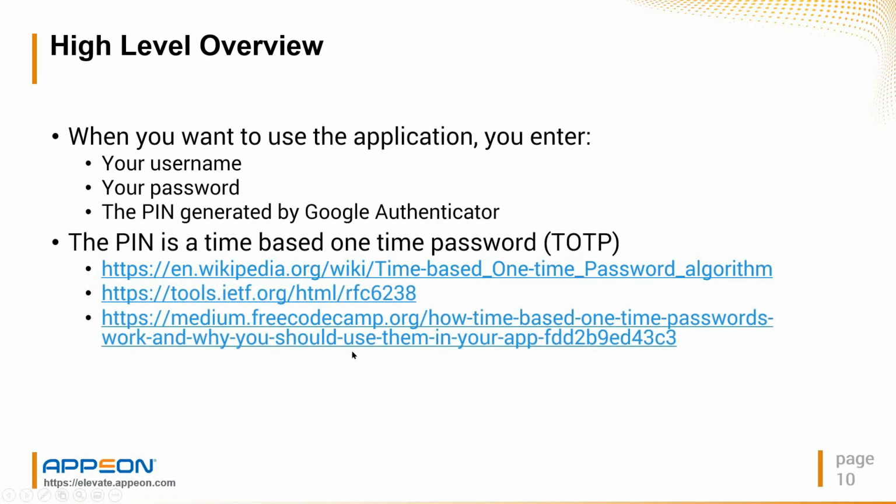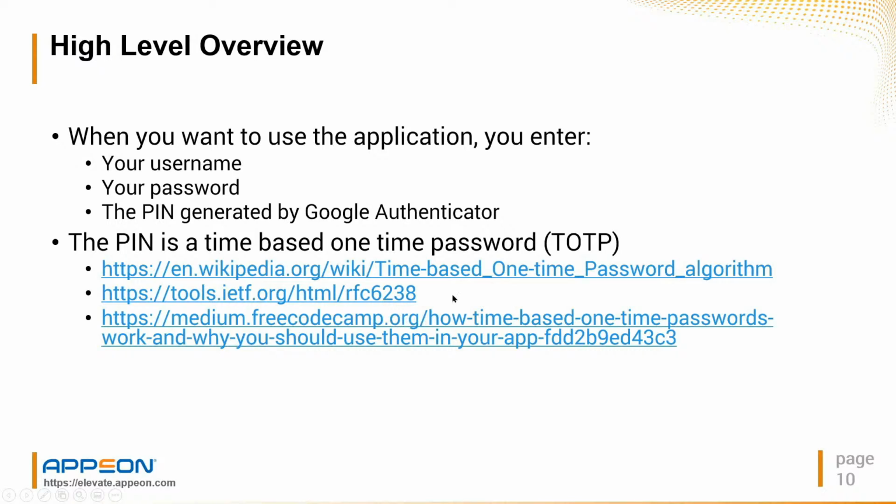I've got some references here. One is to a Wikipedia article that explains what these temporary one-time passwords are. There's an IETF standard. And one thing I'll note is that according to the standard, it doesn't have to be 6 digits. It could be varying numbers of digits. And it doesn't have to be a 30-second increment. It could be a 60-second increment or some other increment. A 30-second increment and a 6-digit PIN is what Google Authenticator does.